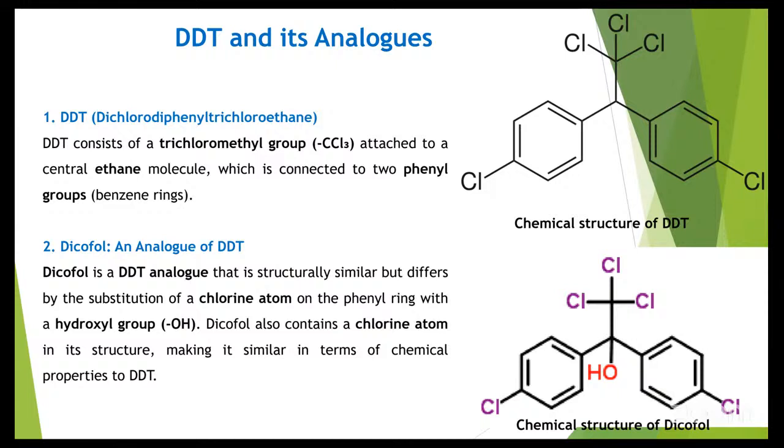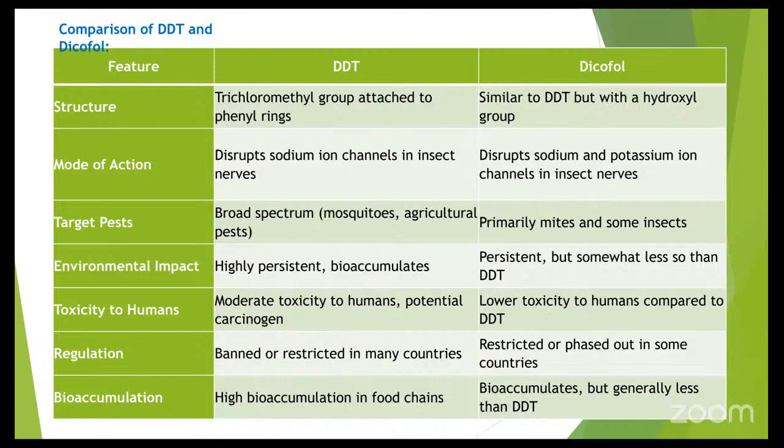Dicofol is a DDT analog that is structurally similar, but differs by the substitution of a hydroxyl group on the central carbon. Dicofol also contains chlorine atoms in its structure, making it similar to DDT in terms of chemical properties. So here we'll see the comparison of DDT and dicofol. Coming to the structure, DDT has a trichloromethyl group attached to the phenyl rings, while dicofol is similar to DDT but with a hydroxyl group present in it.